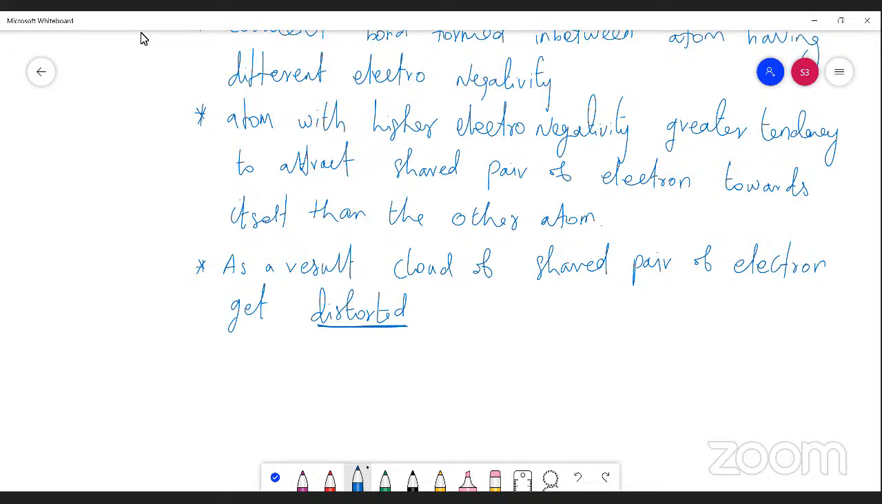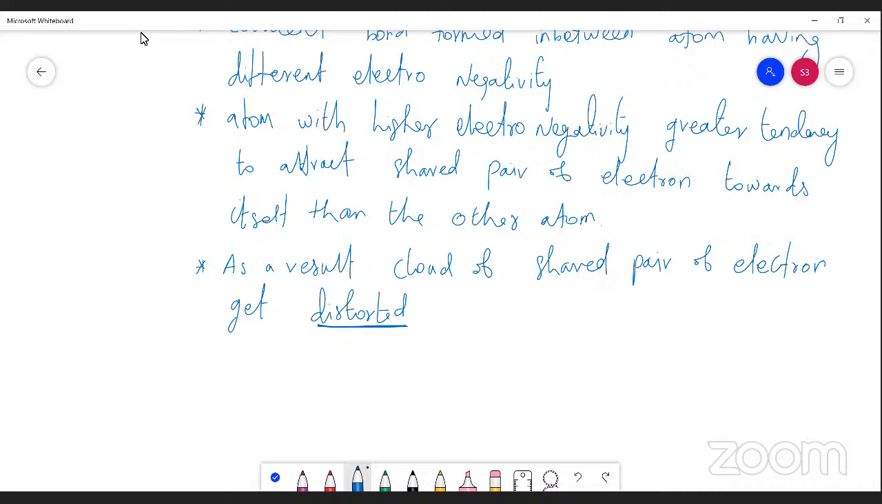The covalent bond which contains two identical atoms means the shared pair of electrons lies in between the two nuclei of the atoms. Because in the covalent bond formed between two identical atoms, both atoms have equal tendency to attract the shared pair of electrons. Here, the cloud of the shared pair of electrons lies exactly in between the two nuclei of the atoms.